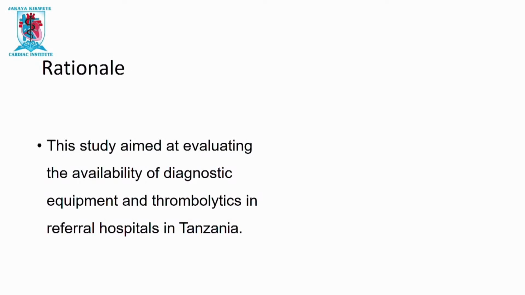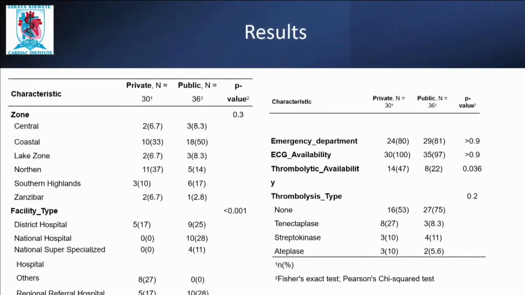So what we did, we said, okay, let's look at the availability of thrombolysis in the country, and the availability of ECG in the country. We did this study over a WhatsApp group, basically. We had a form and we did this. And what we found out was that 96% of the emergency departments in the country had an ECG machine.